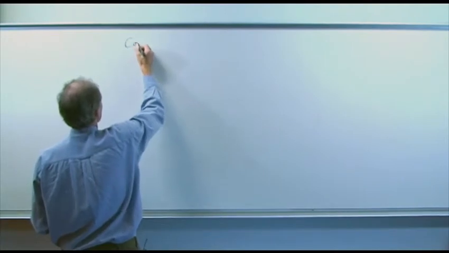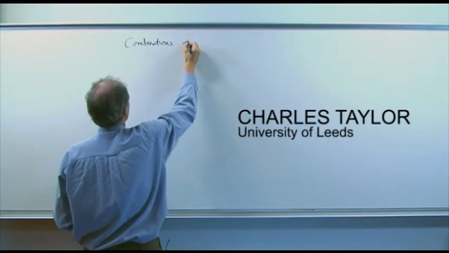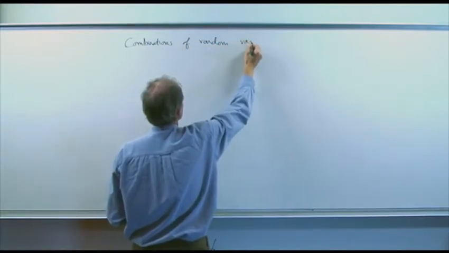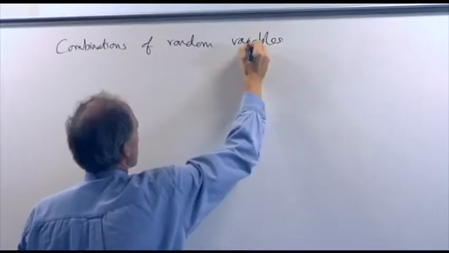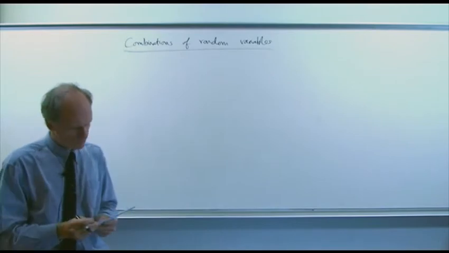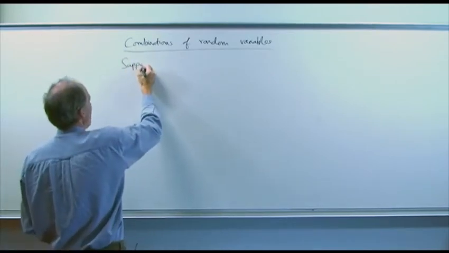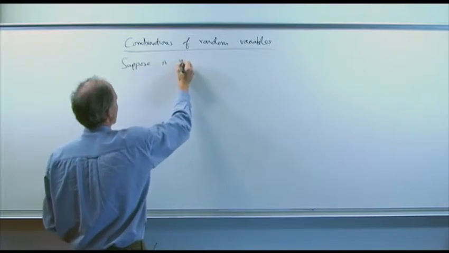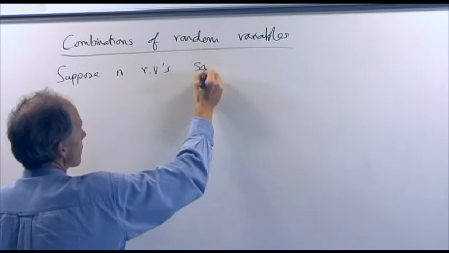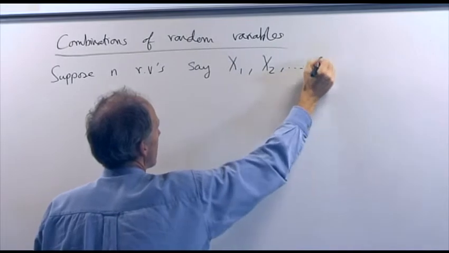So we're going to talk about combinations of random variables. And in particular, we're going to still look at the expectations of those combinations. So now we'll suppose we have n random variables, and we're going to call those, say, x1, x2, up to xn.